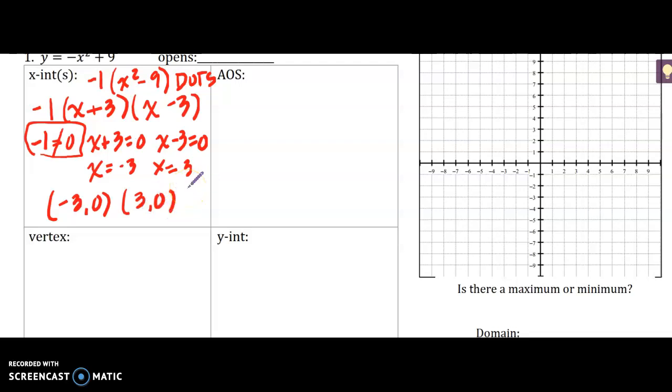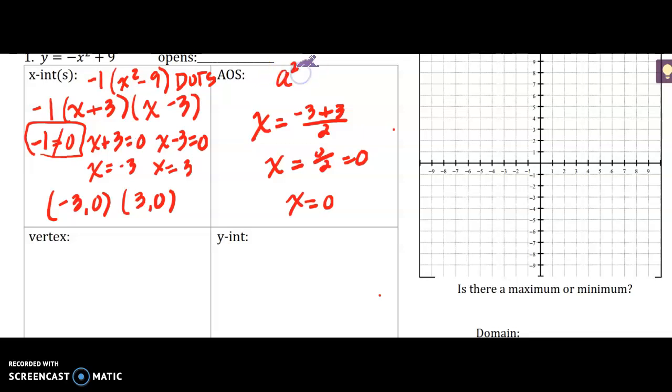For my axis of symmetry, remember I take the average of those, so negative 3 plus 3 divided by 2, and that gives me 0 divided by 2, which is just 0. So my axis of symmetry in this case is going to be 0. And if you remember from our previous learning, I said that any time we start with a quadratic function in the form of ax squared plus c, where you have no middle term, the axis of symmetry is always going to be equal to 0.